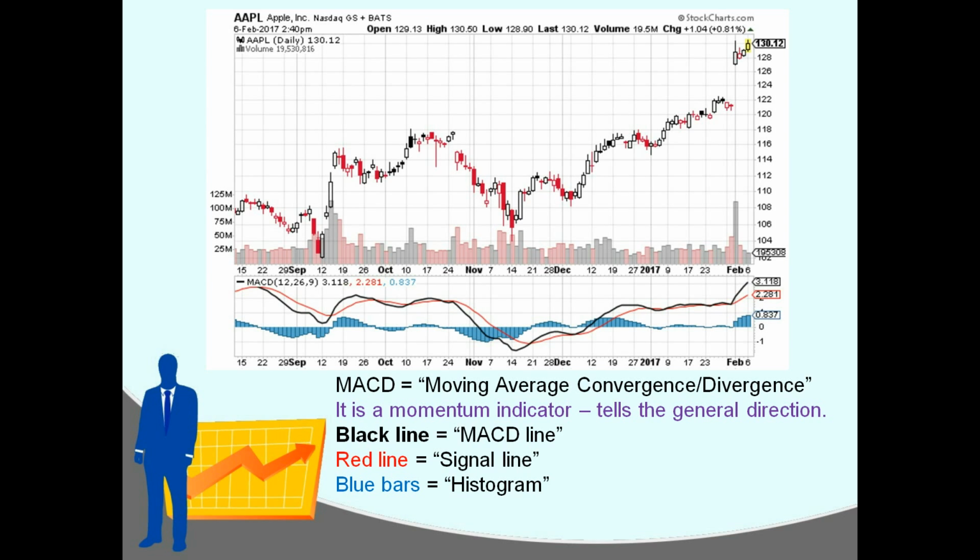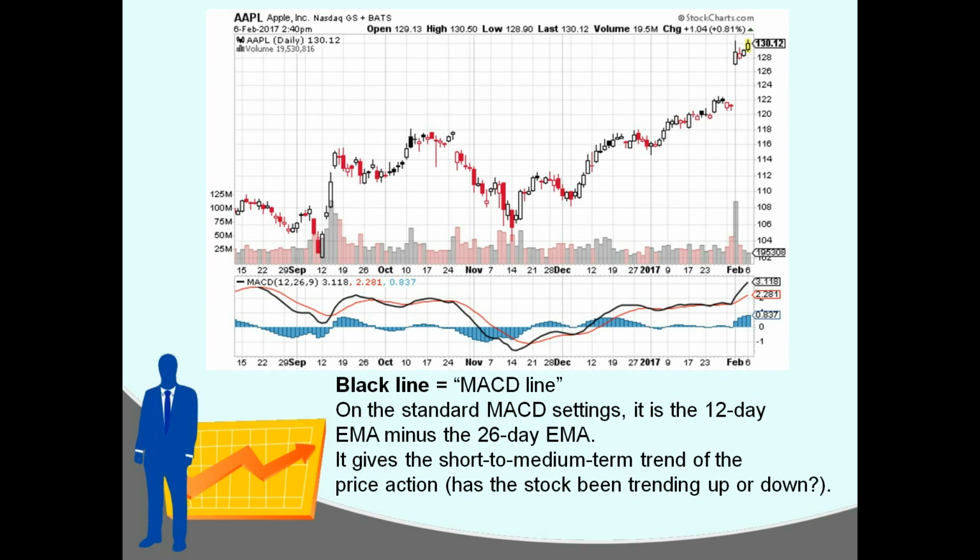It tells the general direction in the short to medium term. Now you have several parts to the MACD indicator. You have the black line, and that is right here. You can see the black line. And that is called the MACD line. Then you have the red line, and that is called the signal line. And then you have these blue bars here. Kind of looks like a bar graph. The blue bars, that's called the histogram. So those are the three parts you need to pay attention to with the MACD.